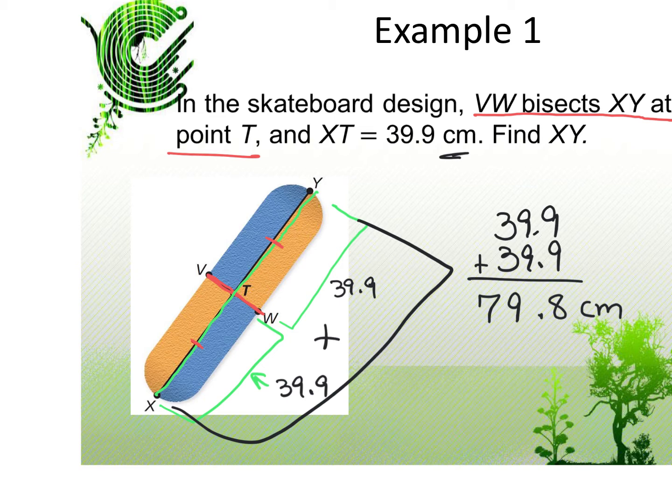So if you got a word problem like this on your quiz, this is all you would have to do. If you'd rather just do 39.9 times 2, you could do that as well. Again, we're not using calculators, so you need to be able to add decimals. Question?